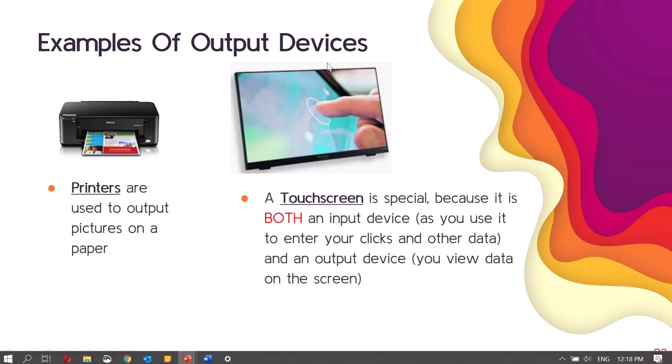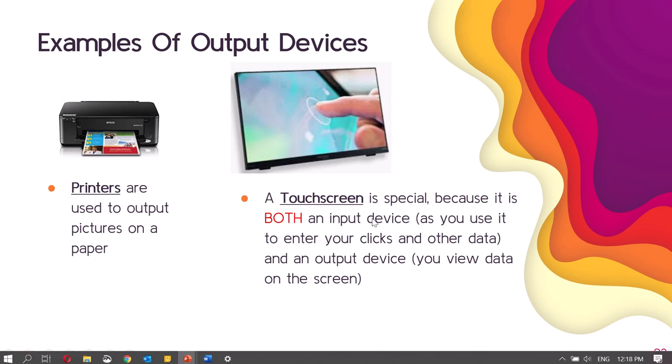Another example of an output device is a printer. A printer is useful because it helps us print pictures and documents on hard copy paper, which is clearly an example of an output device. Now there is a special device which is actually an example of both an input device and an output device, and this is your touchscreen. Touchscreens of your laptops, touchscreen of your smartphone, tablets, etc. Why is this special? Because it is both an input device and an output device.